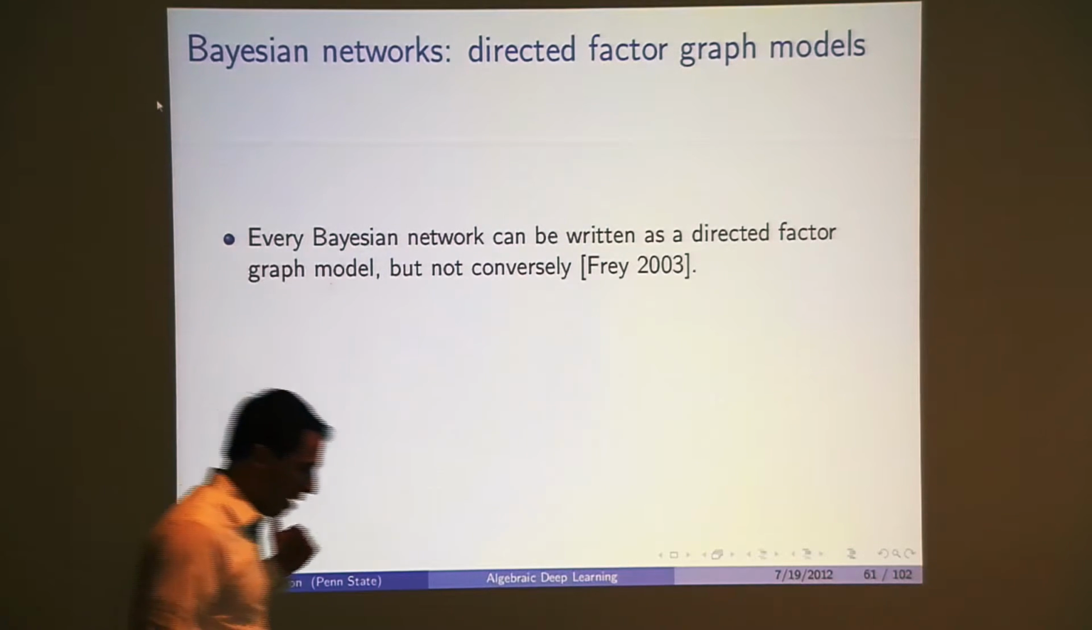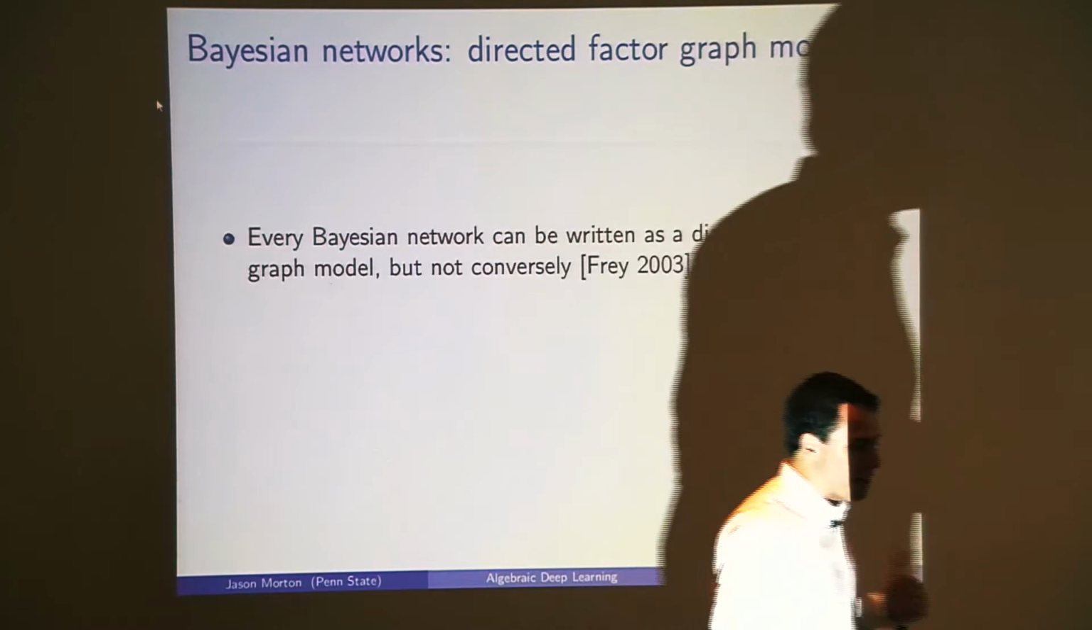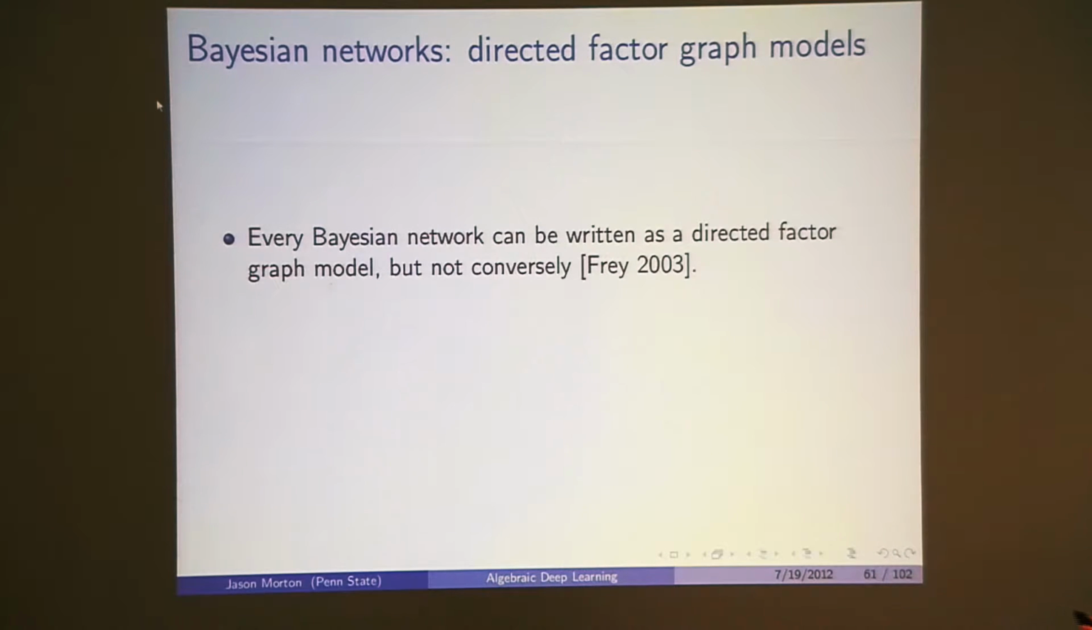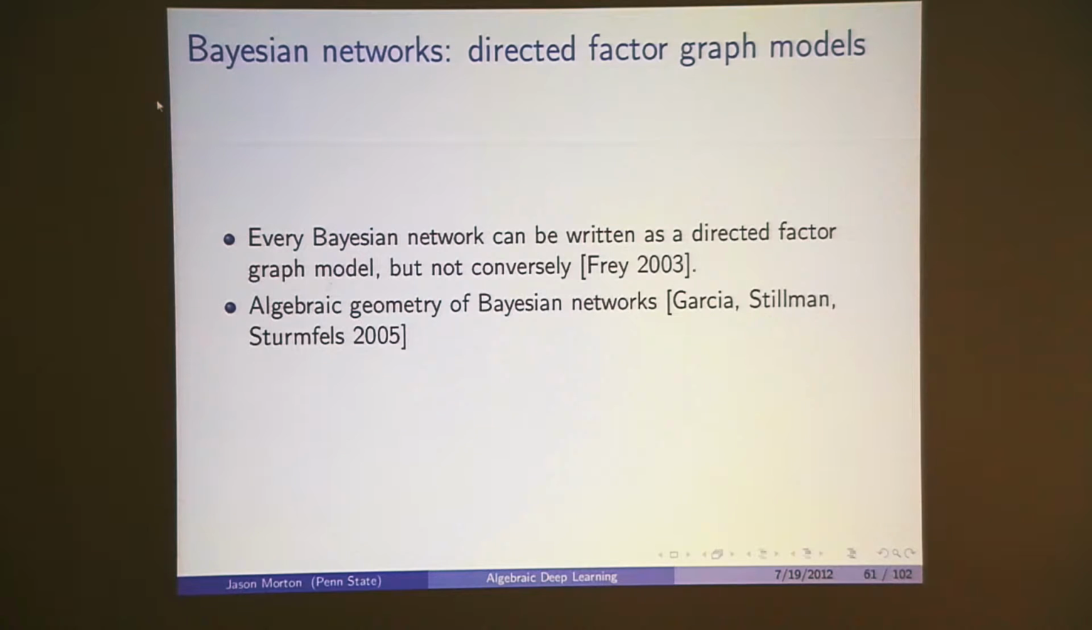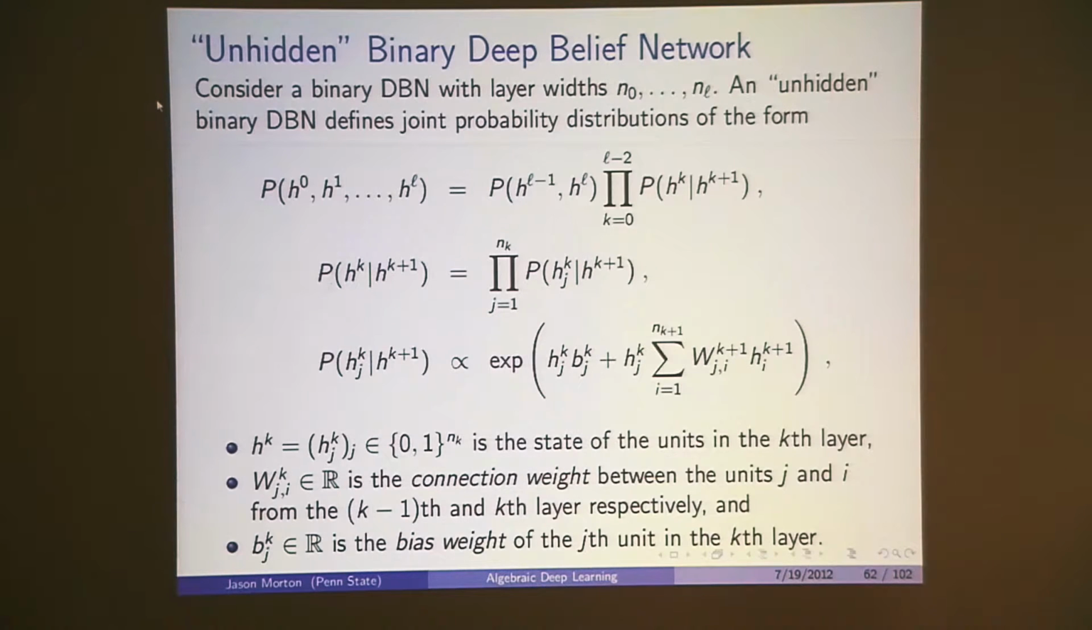Okay, so we talked about how every Bayesian network can be written as a directed factor graph model. So I can change that, but not the other way around. And there's another paper that laid down the foundation of thinking about Bayesian networks in terms of algebraic geometry, and that's Garcia, Stillman, and Sturmfels, 2005. So I just wanted to give you the pointer to those papers in case you wanted a good starting point for this stuff.